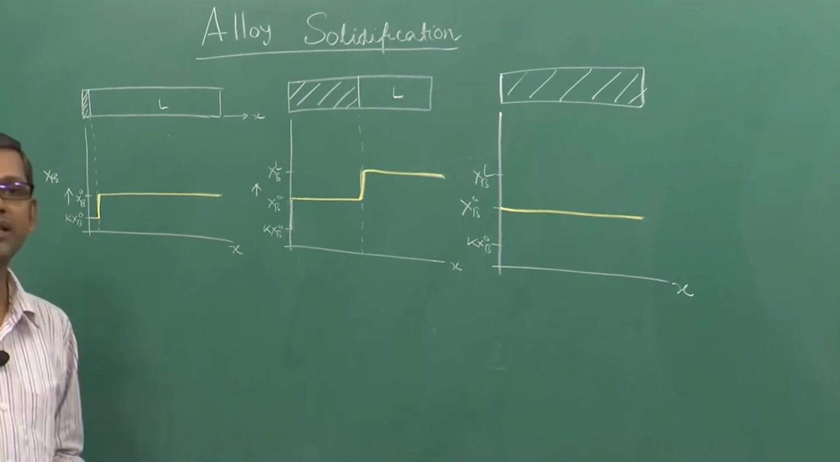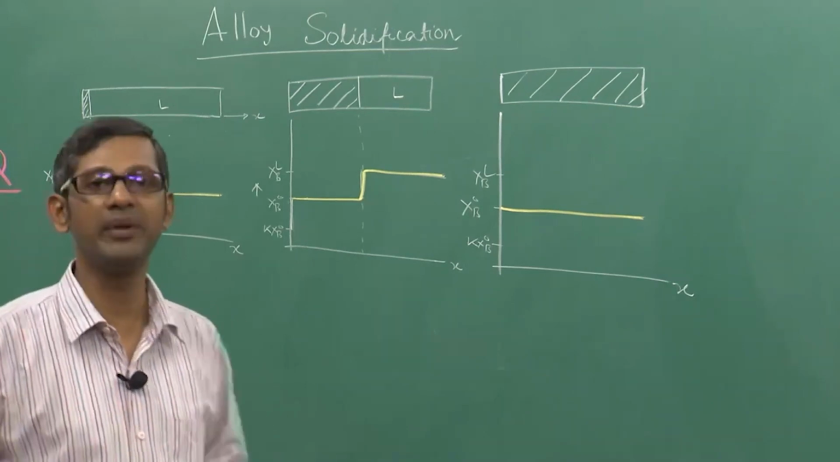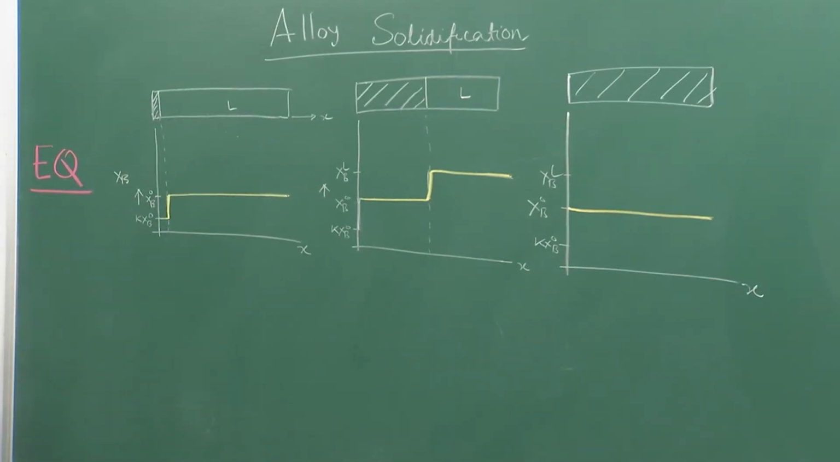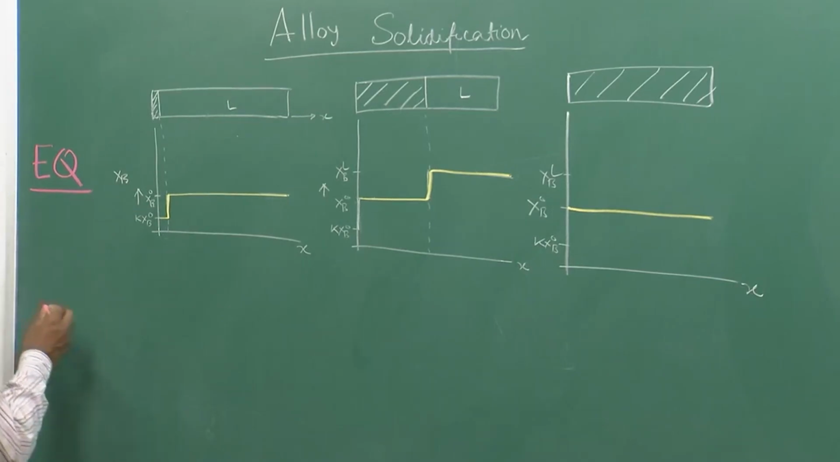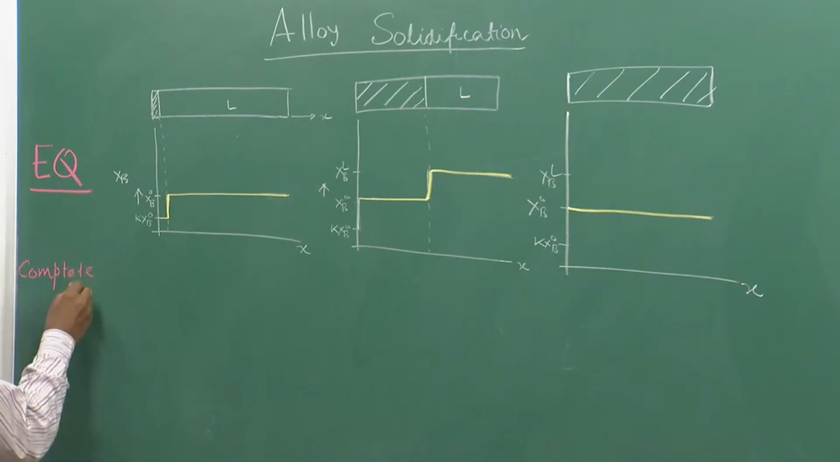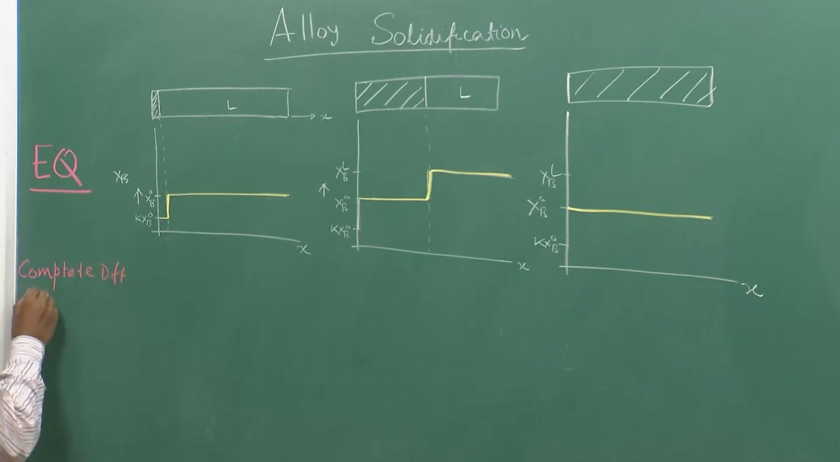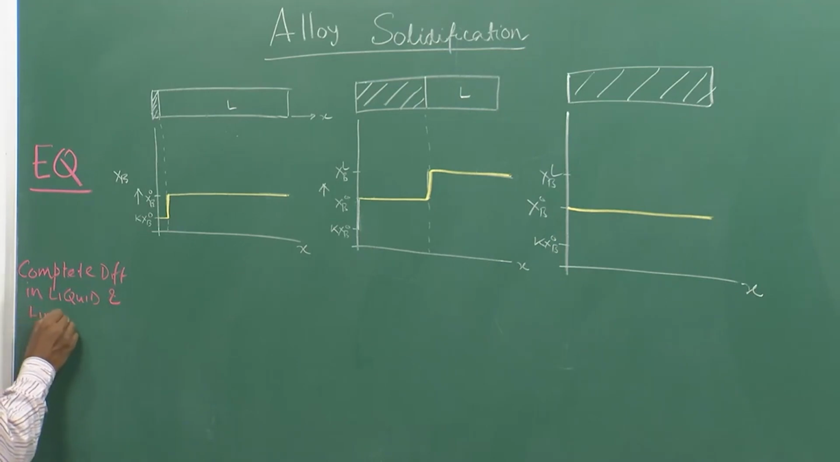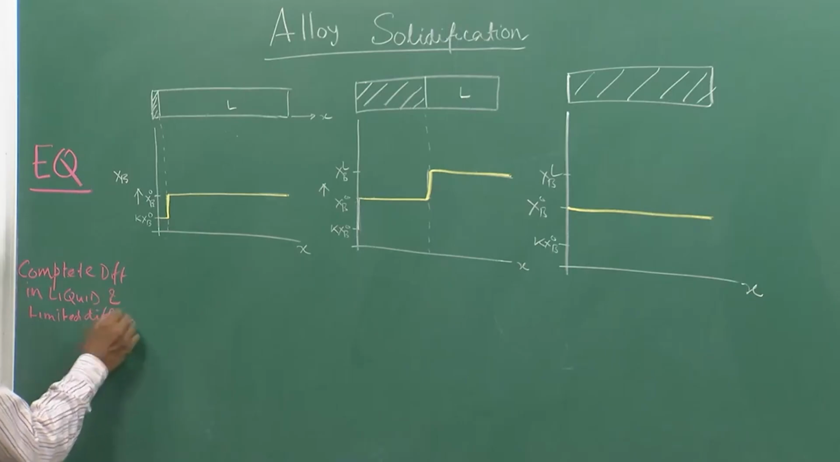Now, as you know, equilibrium condition is like an ideal condition, it never prevails in actual experimental conditions. So, we have to think how far we can go away from the equilibrium. One such situation is complete diffusion in liquid, but limited diffusion in solid. We are going to deal with that.